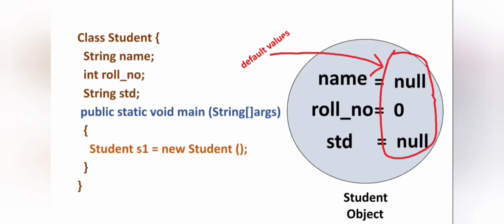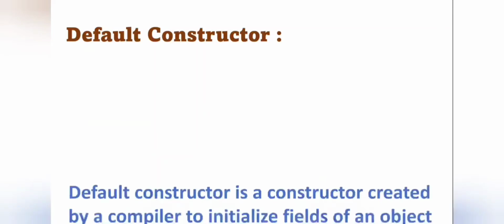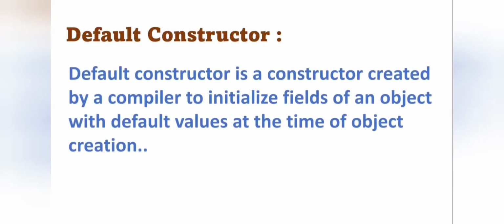So basically, a default constructor is a constructor created by the compiler to initialize the fields of an object with default values at the time of object creation. And remember, if we do not write any constructor in a program, then the compiler creates a default constructor. And if we write any constructor in our program, then the compiler doesn't create any constructor.